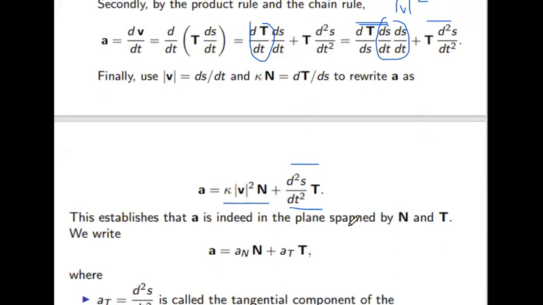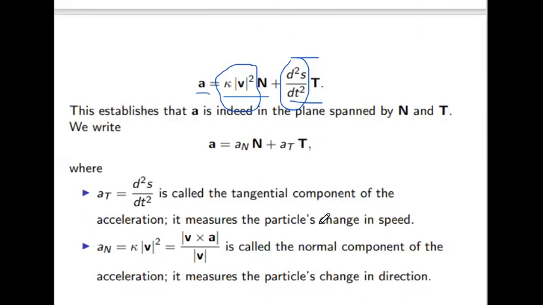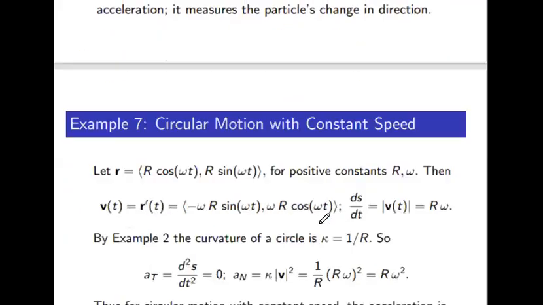And here we have this. All right, here we go. So the acceleration can be written as the normal component of the acceleration and the tangential component of acceleration. So this is the tangential acceleration and this is the normal acceleration. Does this make sense? Let's go to a real problem.